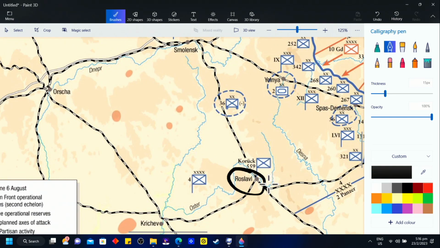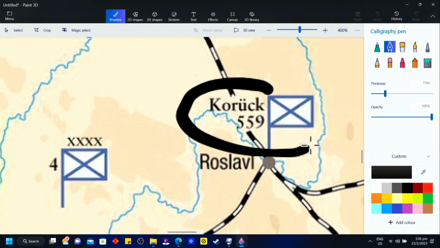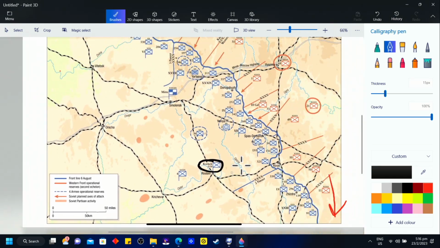In the city of Roslavl, there was Korück 559. This one was composed of 13 German security battalions, 4 Osttruppen, or Eastern Volunteer battalions, 2 light artillery battalions, and an assortment of smaller detachments. The goal was to protect the line of communication behind 4th Army against partisan attack.